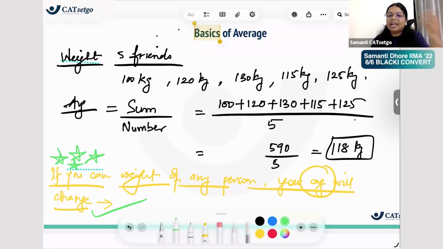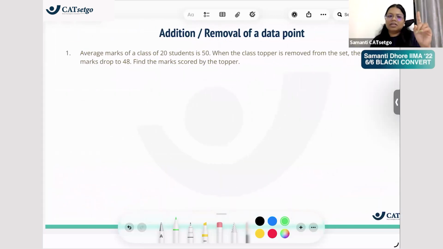If we change any data point, if we change the number of people, if we add someone, if we remove someone, if we replace someone from the group of friends, what happens? That is what your averages chapter for the CAT exam is based on. And that is what we are going to study. So first is addition and removal. Either you add someone or you remove someone in the group. 5 people, you add a 6th person, or 5 people, you remove 1 person.